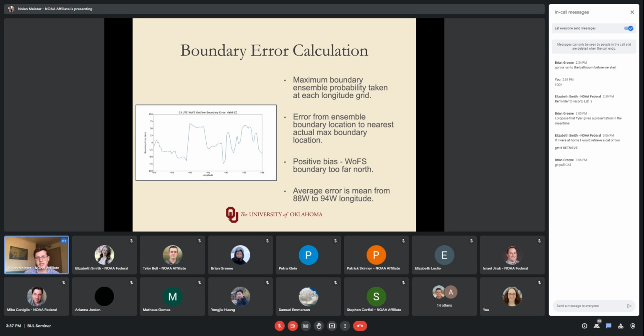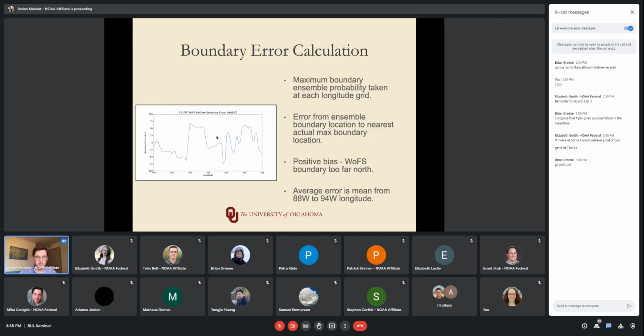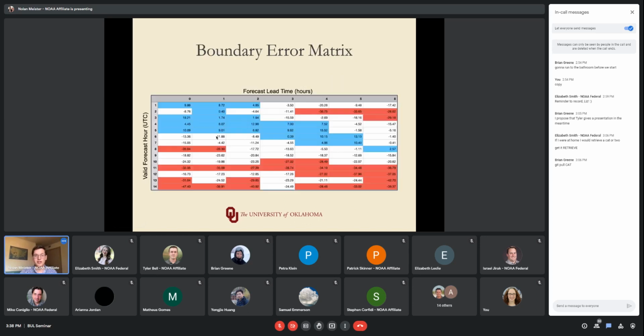So a positive bias is going to show that WAFs was too far north with the outflow boundary, and a negative bias is going to show that WAFs is too far south with the outflow boundary compared to observations. Now, I can't really show all of the actual errors like this because I did this for every valid hour between 1 UTC and 14 UTC, so 14 valid hours. And WAFs runs for 6 hours, so there's 7 runs between the initialization and that 6 hours for each valid time. But I want to note a couple of trends.